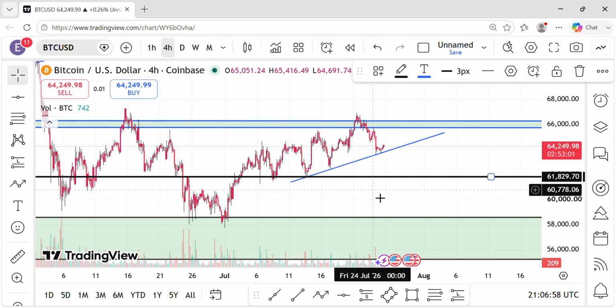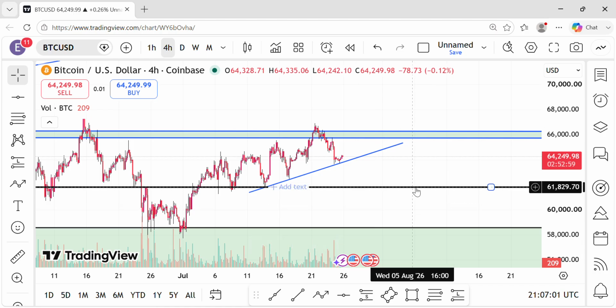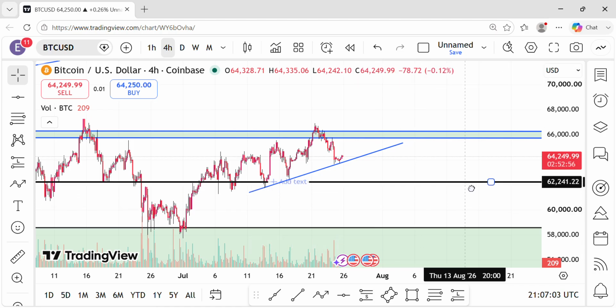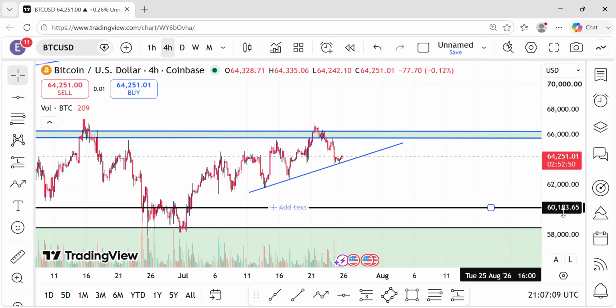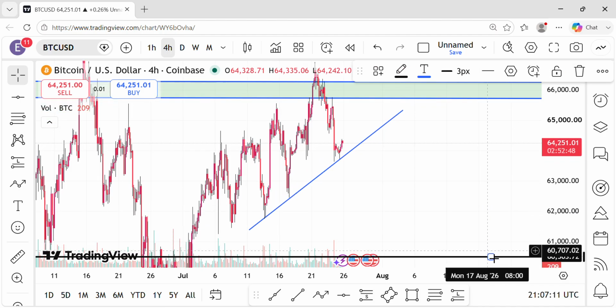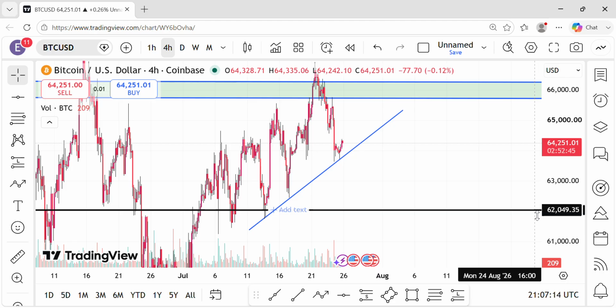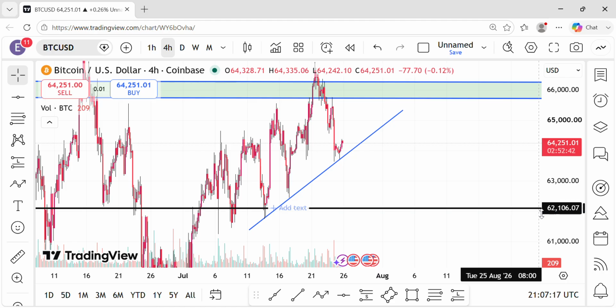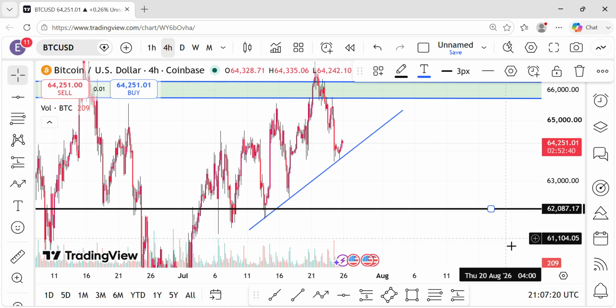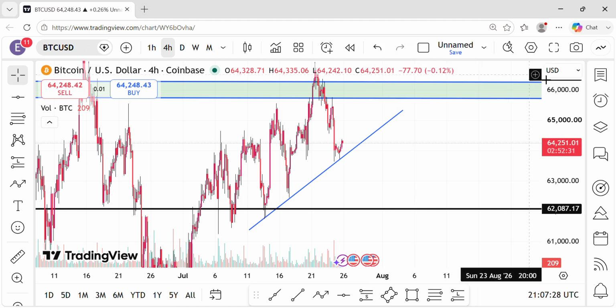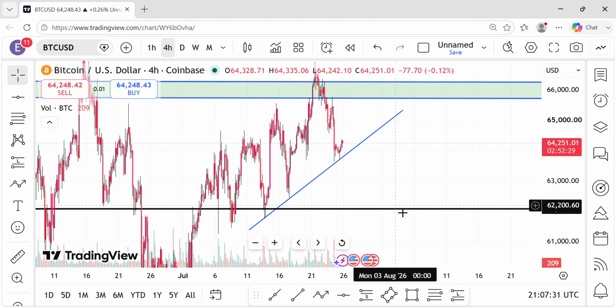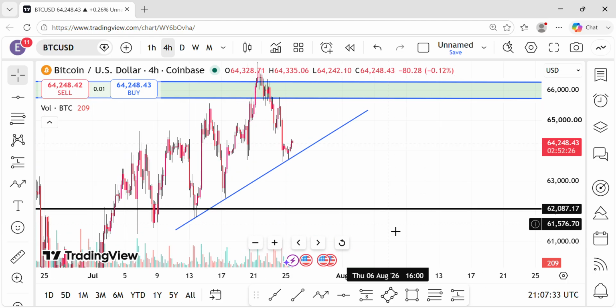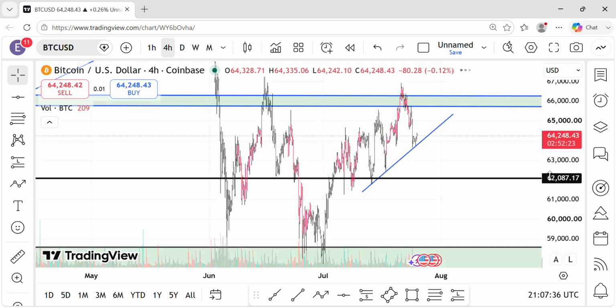Okay, so using our psychological level, maybe $62,000 per coin. Okay, $62,000 per coin. I think that's where maybe we could settle for now. Okay, we could touch it for now. So we are waiting, okay, on BTC.